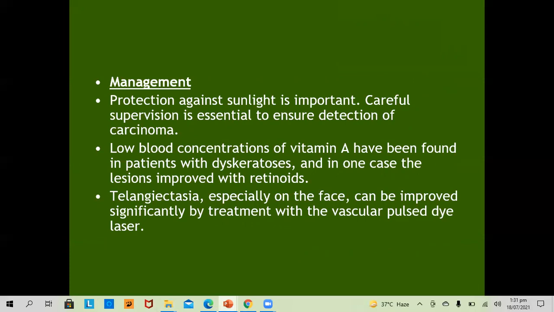Management. Protection against sunlight is important. Careful supervision is essential to ensure detection of carcinomas. Low blood concentration of vitamin A has been found in patients with dyskeratosis, and in one case the lesion improved with retinoids. So this is worth trying. Telangiectasia, especially on the face, can be improved by treatment with vascular pulse dye laser.